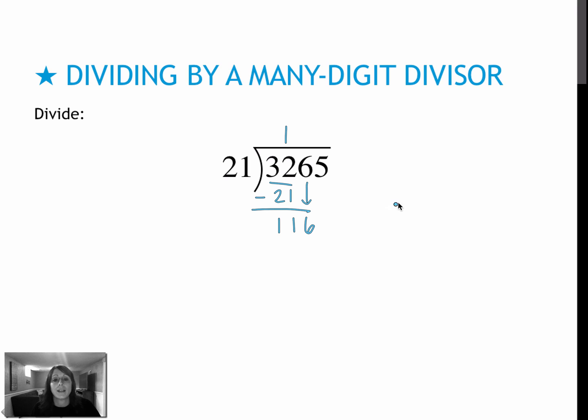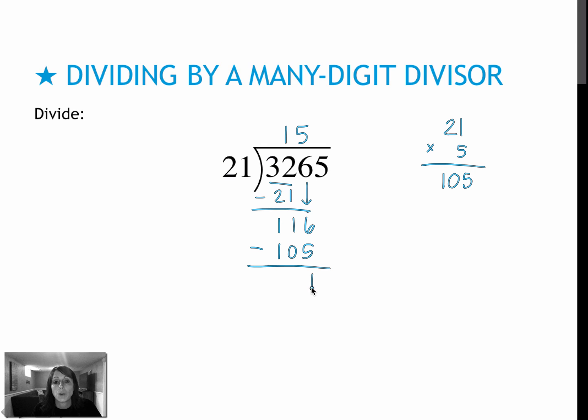I have no idea how many times 21 goes into 116, but I'm going to guess 5. 5 times 1 is 5. 5 times 2 is 10. If you're not sure if that's enough, just say, if I could add 21 more to that, would it still be under 116? And it would not. So I guessed correctly at 5. 5 times 21 was 105, which I'm subtracting.